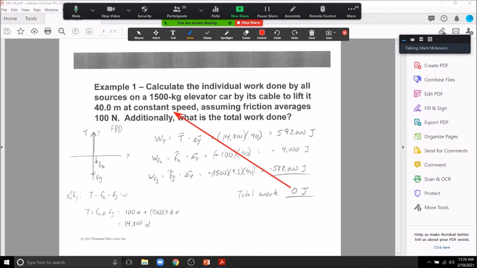Any questions about this problem here? I'm still a little confused on how you got kinetic friction to go down.